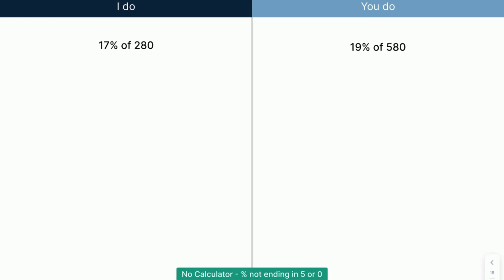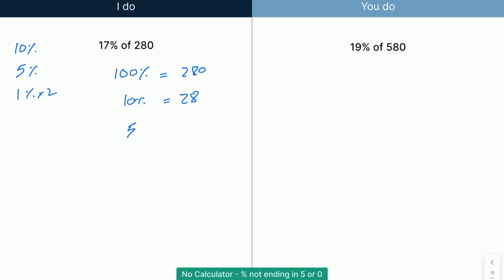Again, the way I think of 17% is I need to find 10%, then I need to find 5%, and then I need to find 1% and times that by 2. Because if I add all of these together, that becomes 17. So let's start off by finding 10%. So 100% is equal to 280. So 10% is equal to 28. So that's that done.